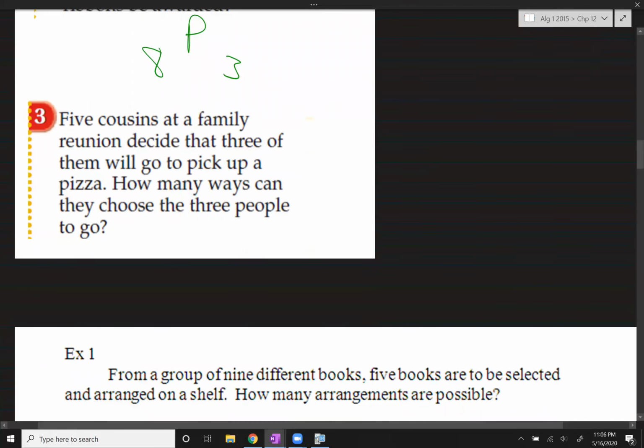5 cousins at a family reunion decided that 3 of them will go to pick up a pizza. It must be a big pizza. There are 5 people there, 3 of them are going to go. How many ways can they choose the 3 people to go? Now, are they putting them in order, or are they just choosing 3 people? They're just choosing 3 people, so it is a combination. Again, review the prior video portion for calculator work if you need to.